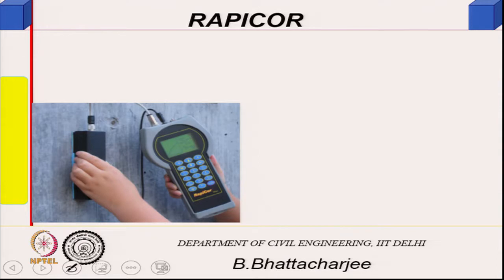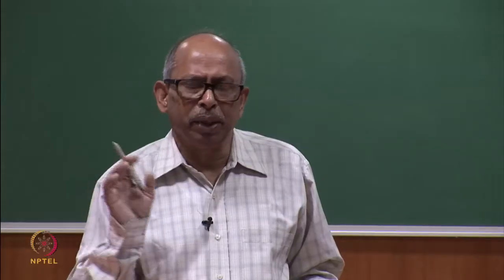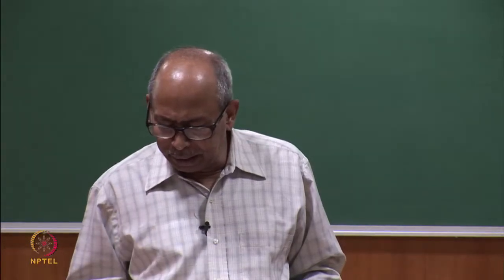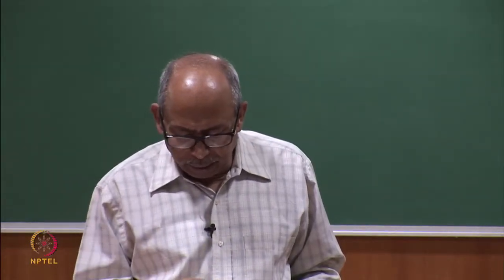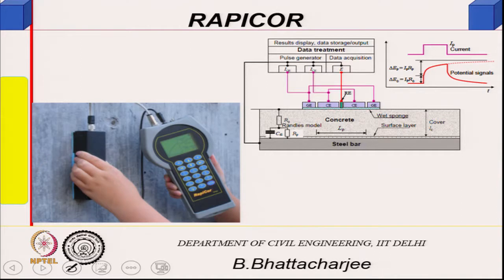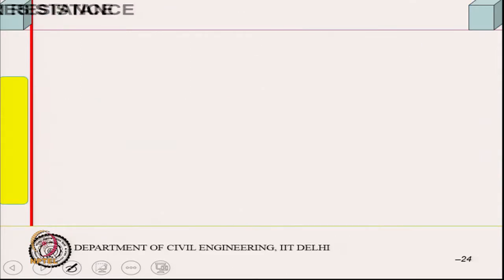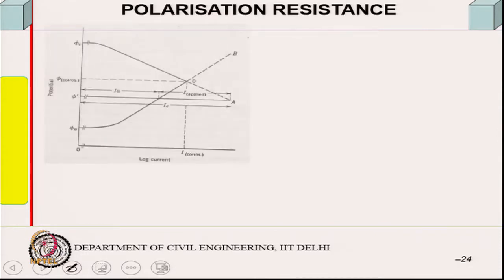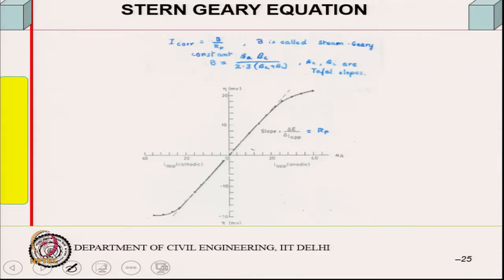There are several such instruments available based on different principles, LPR, and others where you send a pulse and things like that. This is how it looks, it has a guard ring, the same circuit that I was talking about. All right. I do not think I will go into the electrochemistry of this at all. Stern-Geary's equation is what is used to find out corrosion current density.